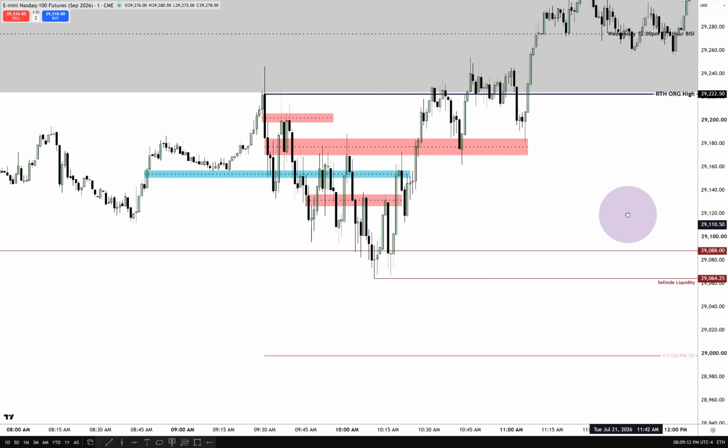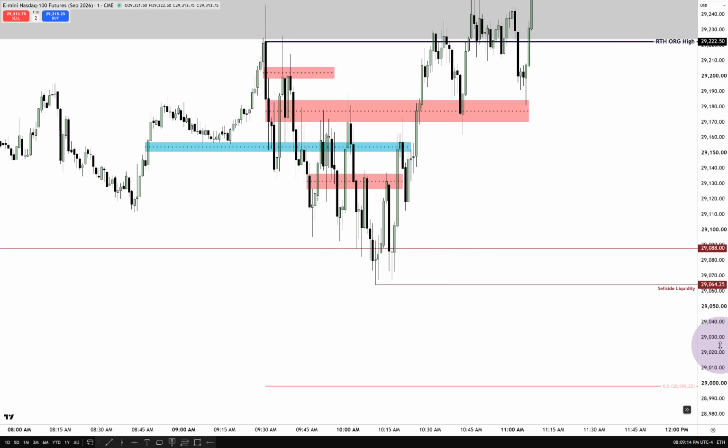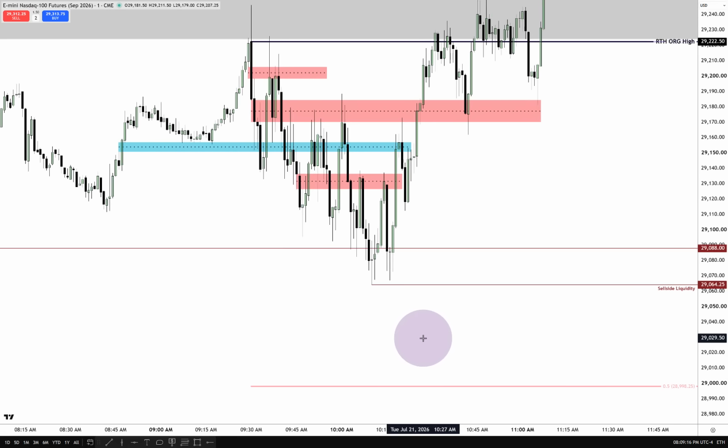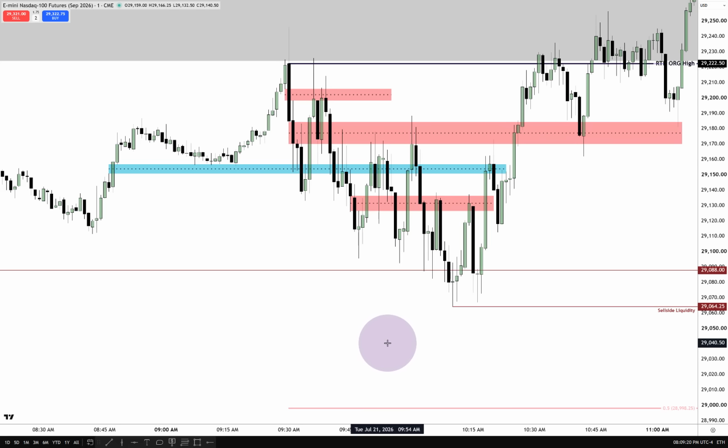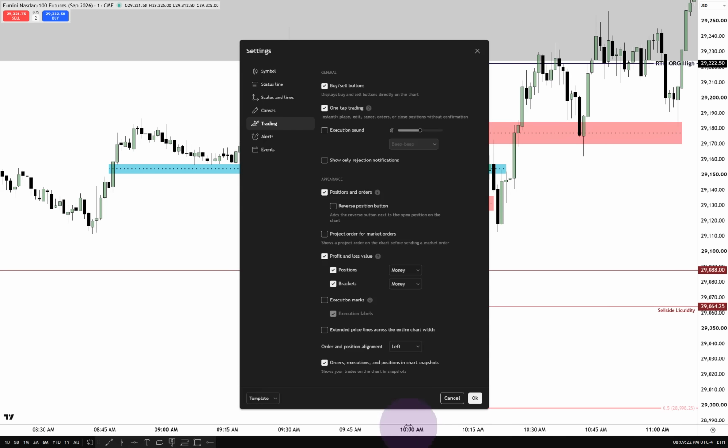So the opening price here, after it runs up into it, let's maximize this here a little bit, take better use of the real estate here. And then we'll go into the executions again.